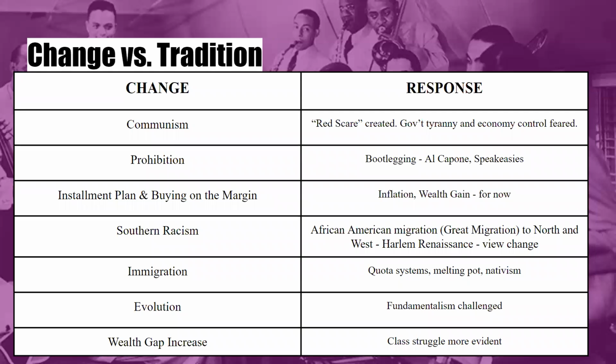Change versus tradition. So these are some things that changed in the 1920s, and here's what happened. Communism. We know that there was the Bolshevik Revolution in Russia, if you took AP European. And even though that's obviously not American, it still affects America, because the Red Scare was created. The Red Scare kind of faded away after the 1920s, but then it came back when Stalin came around, and you'll find that out later, and obviously in the Cold War.